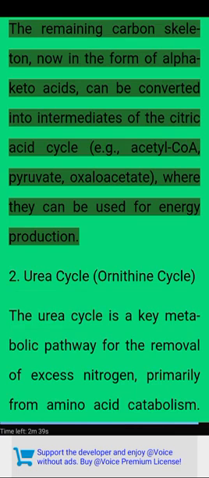The remaining carbon skeleton, now in the form of alpha-keto acids, can be converted into intermediates of the citric acid cycle, e.g., acetyl-CoA, pyruvate, oxaloacetate, where they can be used for energy production.